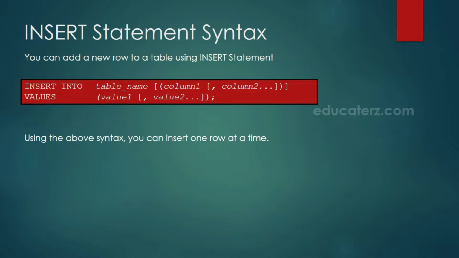We use the insert statement to insert a row into a table. Let us see the insert statement syntax. Insert into table name, column 1, comma, column 2. You have the list of columns in the table, and values: value 1, value 2, like that up to value n. Using the above syntax, you can insert one row at a time.